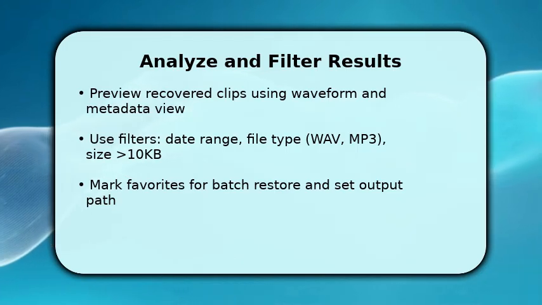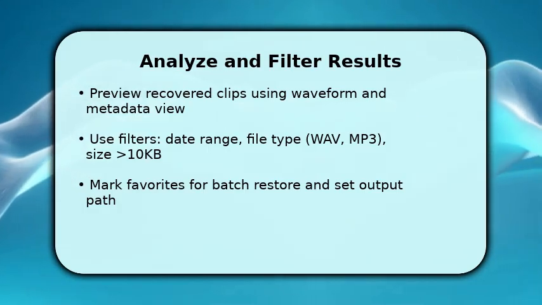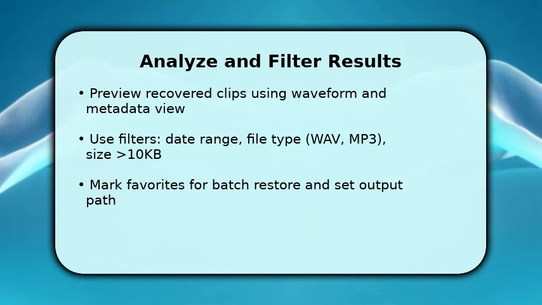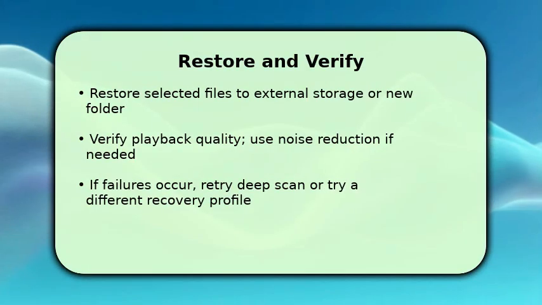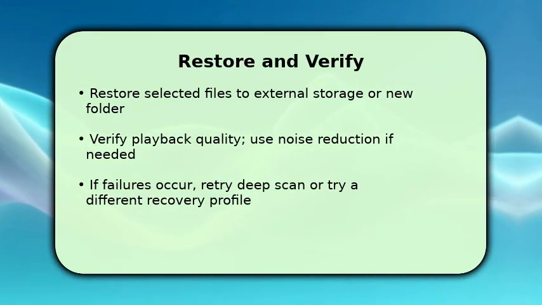Then flag the best items as favorites, set an external output path to prevent overwriting, and group them for batch restore. This speeds final extraction and keeps originals intact. To finish, export the chosen files and verify their integrity immediately. Restore to an external drive or a new folder on the device to avoid further disk writes.